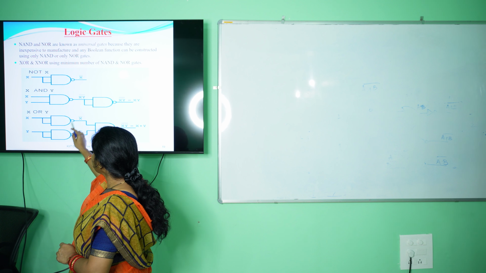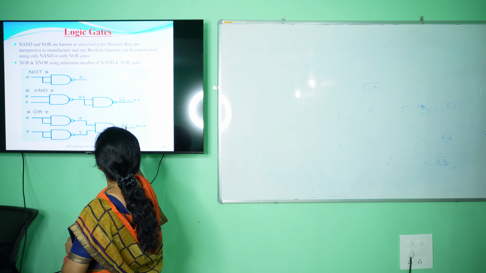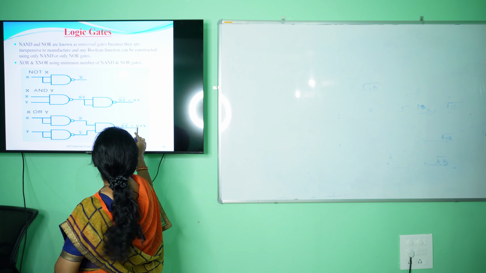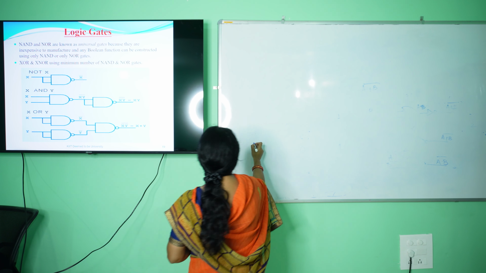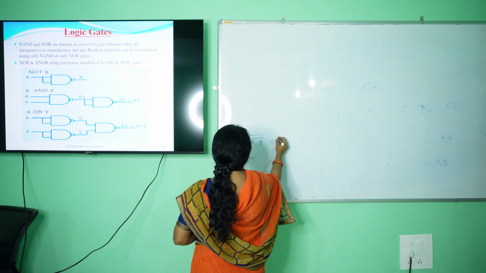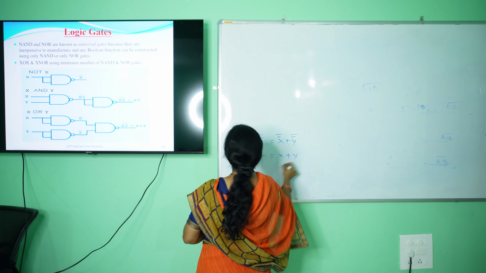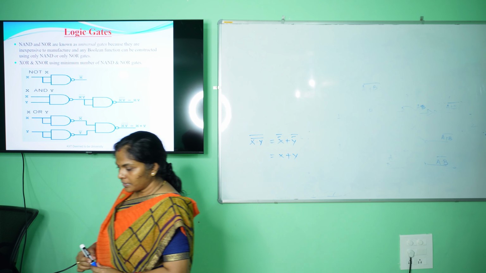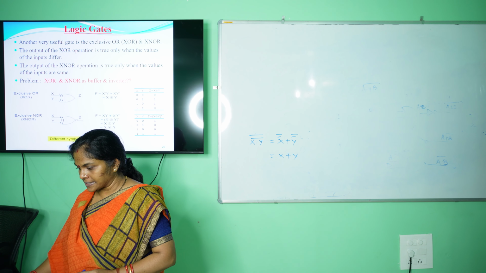Here it is coming as X bar, and here as Y bar. Now just put X bar dot Y bar, complement, and you will get X plus Y. Why? Because the complement of X bar dot Y bar is treated as X plus Y. Okay, that's why they are called universal gates.